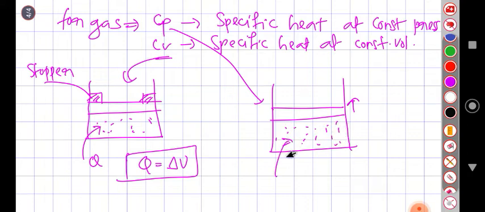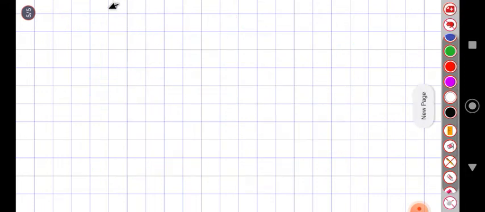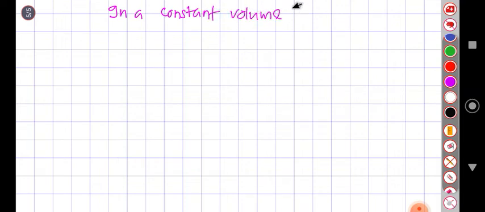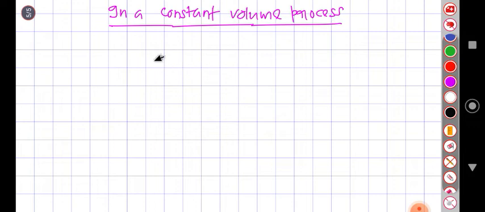See, if I am giving heat, and from the heat I am getting work plus the change in internal energy, du, both in the Cp case, okay? I have already discussed this thing in the last class, okay? So in a constant volume process, the Q is equal to delta U, which is equal to m Cv delta T, right?